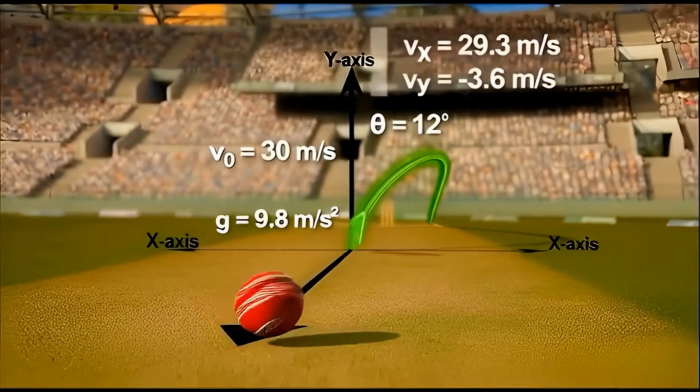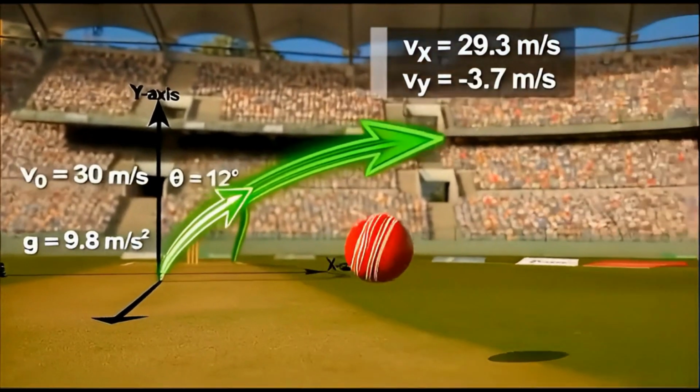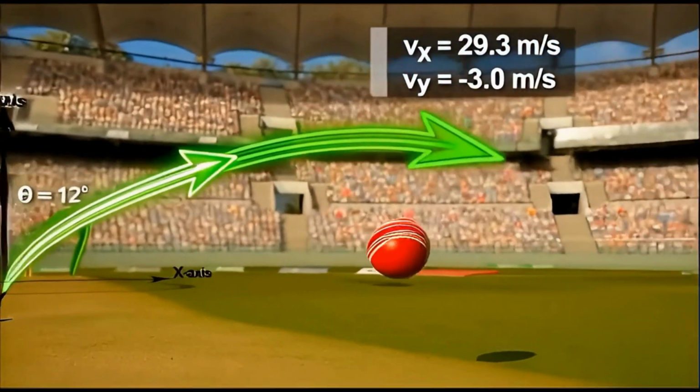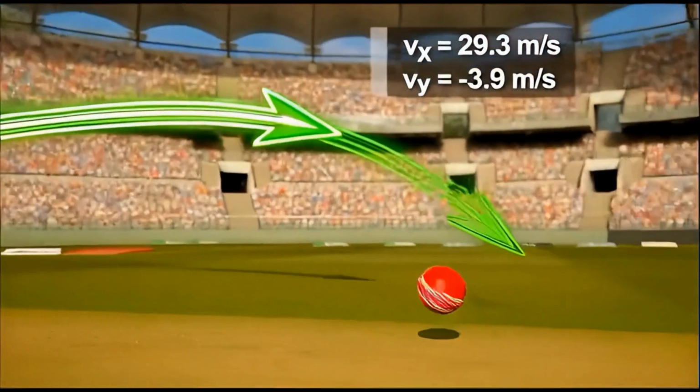At every instant during its flight, the ball possesses a tangential velocity that is tangent to its path of motion. This instantaneous velocity continuously changes direction as the ball travels along the curved trajectory.